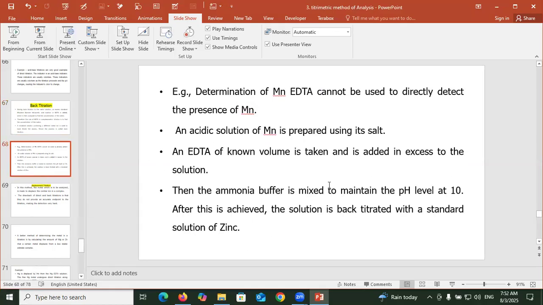For example, determination of manganese: EDTA cannot be used to directly detect the presence of manganese. An acidic solution of manganese is prepared using its salt. A known volume of EDTA is taken and added in excess to the solution. Then ammonia vapor is mixed to maintain the pH level at 10. After this is achieved, the solution is back titrated with a standard solution of zinc.